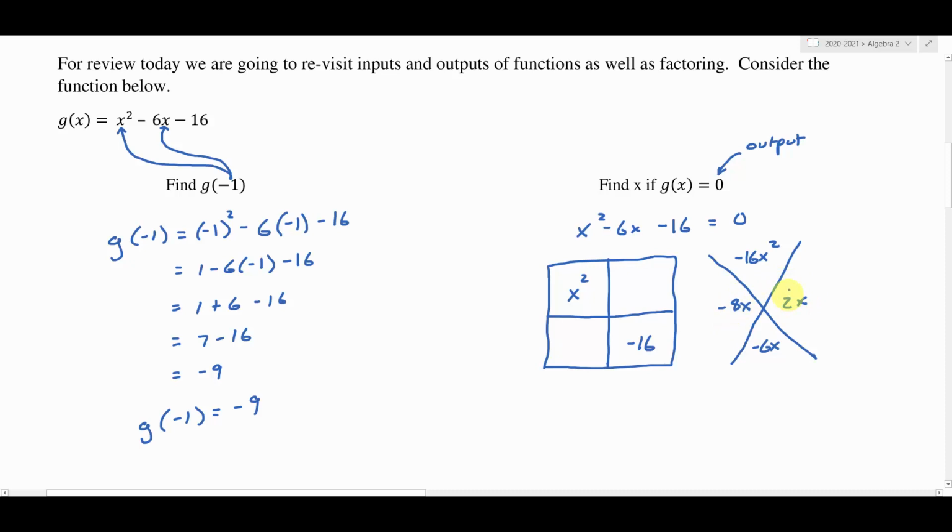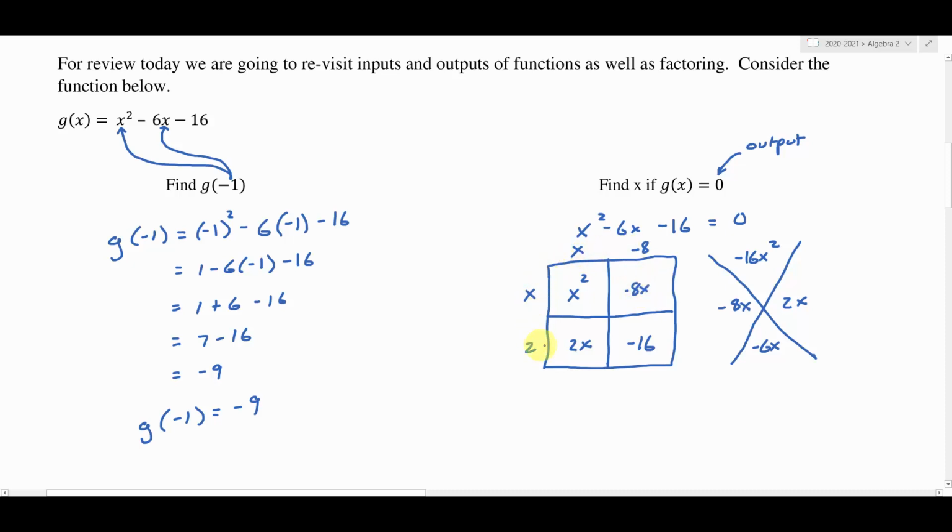Negative 8 times 2 is negative 16. Negative 8 plus 2 is negative 6. So these two numbers will work. So I'm going to put negative 8x and a positive 2x in my diagonal. Now I figure out my outside numbers. So I'm going to have x, and then x times something gives me 2x. Well, that's got to be a 2. So x times 2 is 2x. And x times negative 8 will give me the negative 8x.